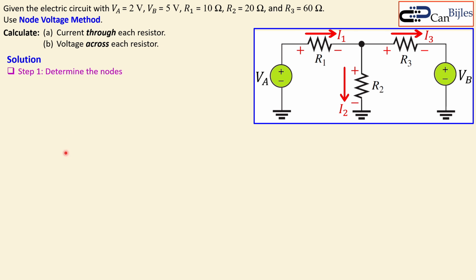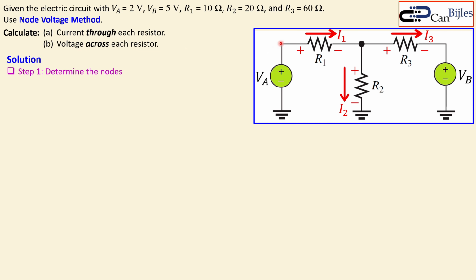How do we start? The steps for the node voltage method are as follows. Step 1 is to determine the nodes. So how many nodes do you need here in order to calculate the unknowns? For example, this is definitely a node, but we know the voltage there. It is about node voltage, and you need to assign a node where you don't know the voltage.